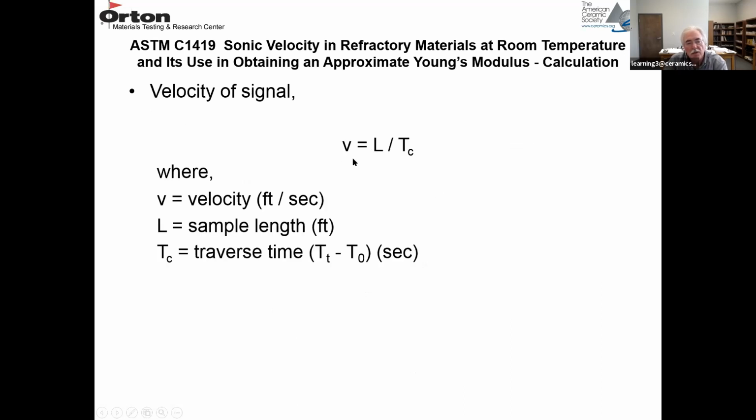So very simply, you know the length of the sample, you know the time it took for the pulse to travel through the sample, so you can calculate your velocity V. V is the velocity, and if we measure the sample length in feet, it's feet per second, and the transverse time is in seconds.